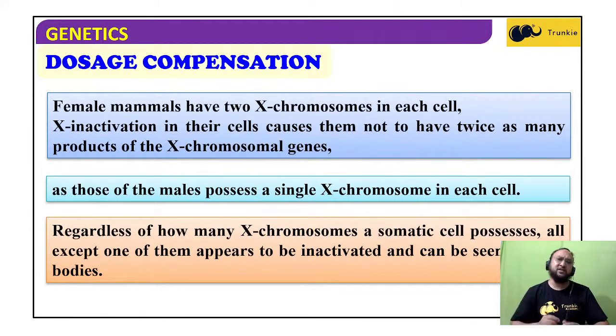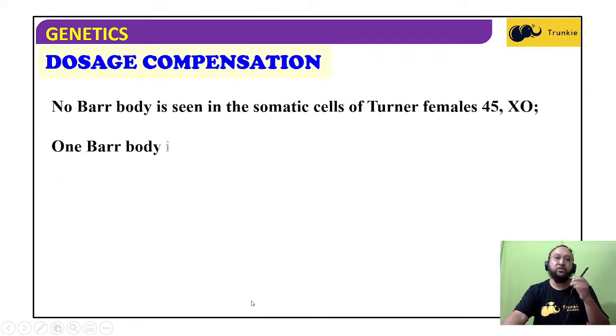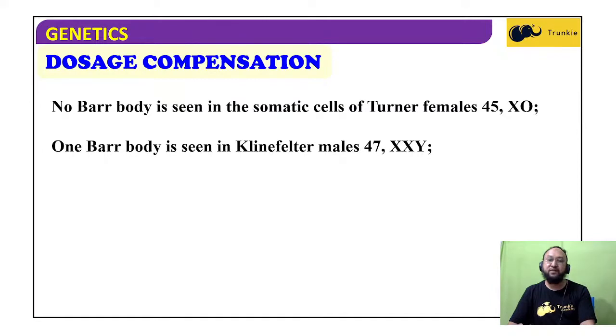Because only one copy of the genes is required from the X chromosomes, the inactivation of one X chromosome changes it into an inactive form, which appears as a Barr body, named after the scientist Murray Barr. No Barr body is seen in the somatic cells of Turner's females, since they do not have two X chromosomes. Turner syndrome and Klinefelter syndrome are abnormalities due to non-disjunction, when the chromosomes are unable to separate or segregate during meiosis.